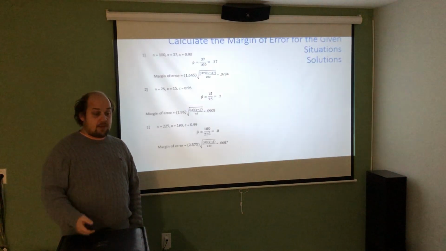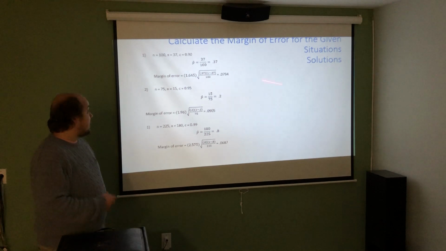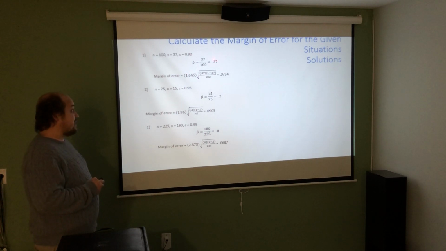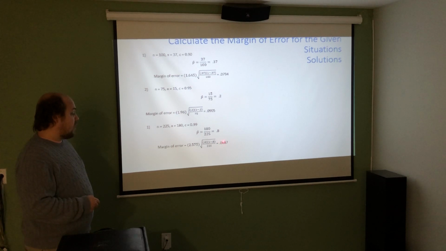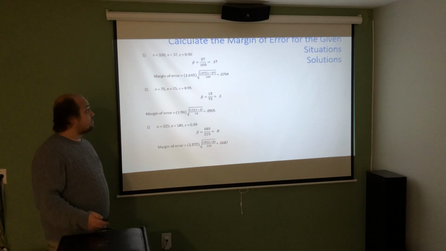Here's how all that math would look. Here I calculate p-hat as 0.37. I calculate the margin of error as 1.645 times the root of 0.37 times 1 minus 0.37 over 100, and that gives me a margin of error of 0.0794. For the second problem, after setting up and solving, I get a margin of error of 0.0905, and for the third problem, I get a margin of error of 0.0687.